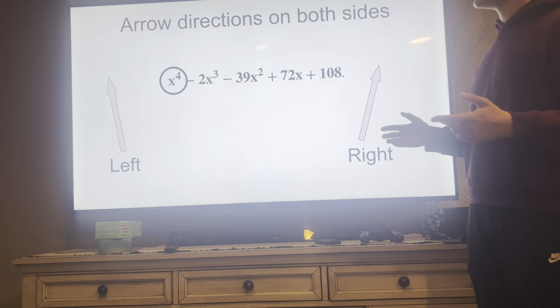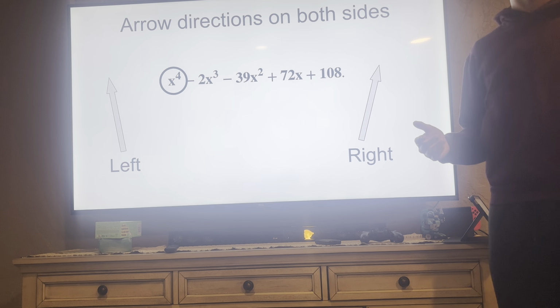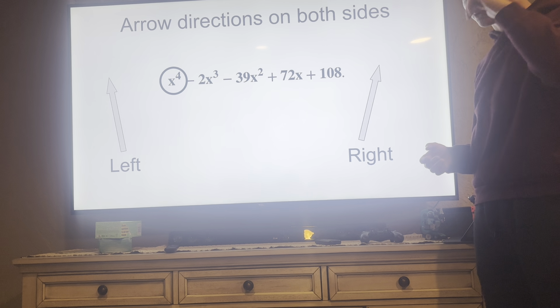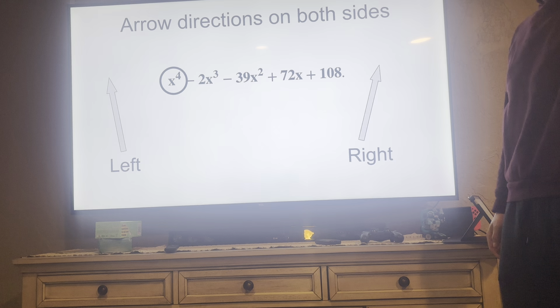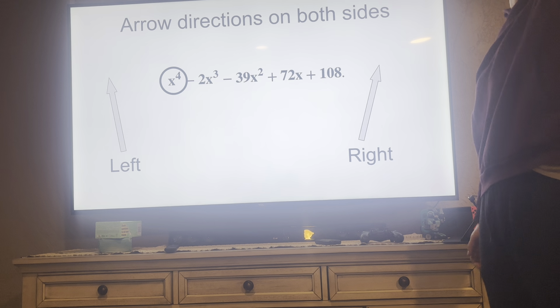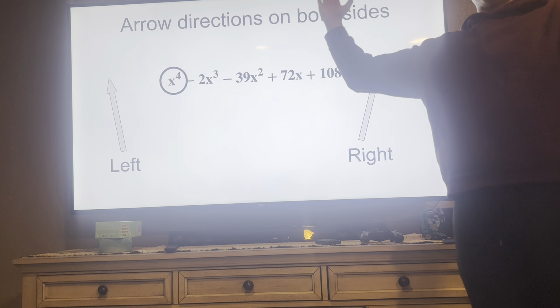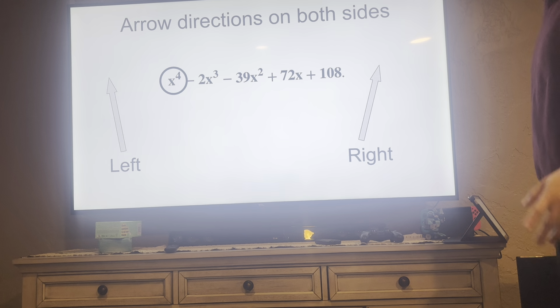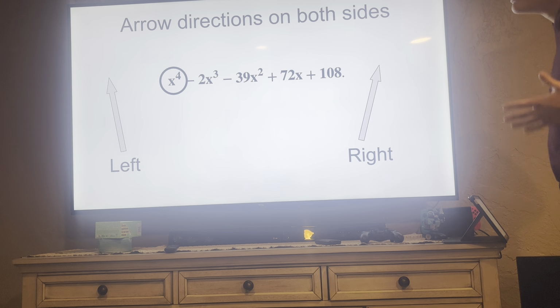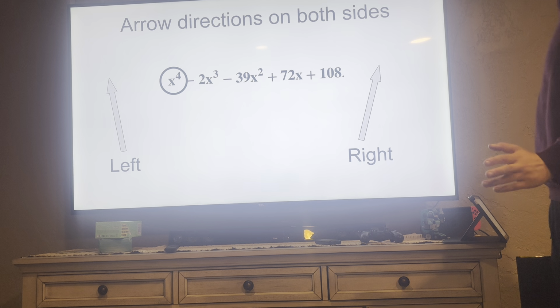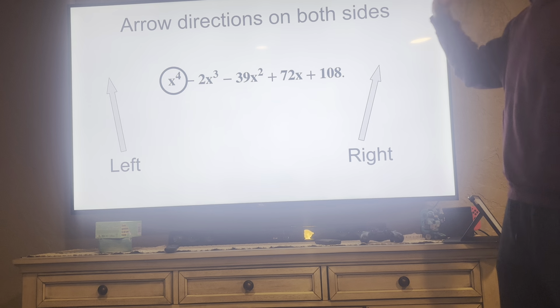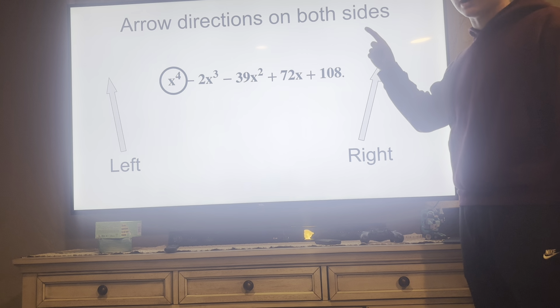Now, arrow directions on both sides. This is saying that the furthest line on the left is going to end like this, or start like this if it's on the left. And the furthest line on the right will look like this. That may sound confusing, and it might just sound like I'm talking gibberish. I kind of am, I'm kind of not. Bear with me when determining the sides of our graph.